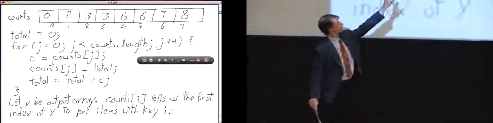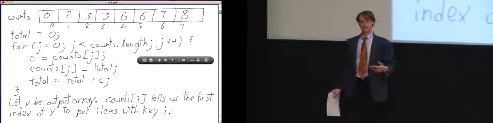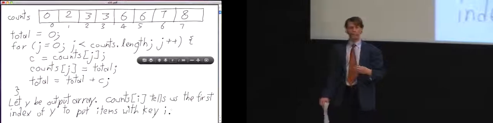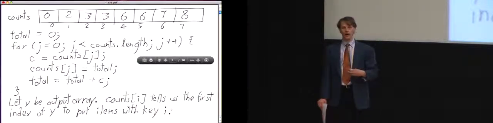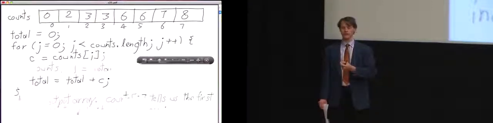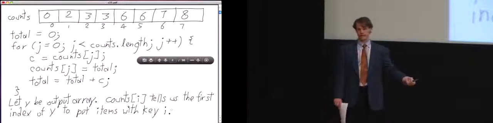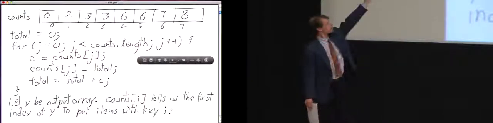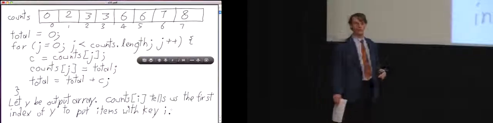Now that we know these indices, the last thing we want to do is walk through the array X, the input array that has all the items in it, from left to right, and move each item in the input array to the appropriate place in the output array. And this counts array tells us where the appropriate place is.